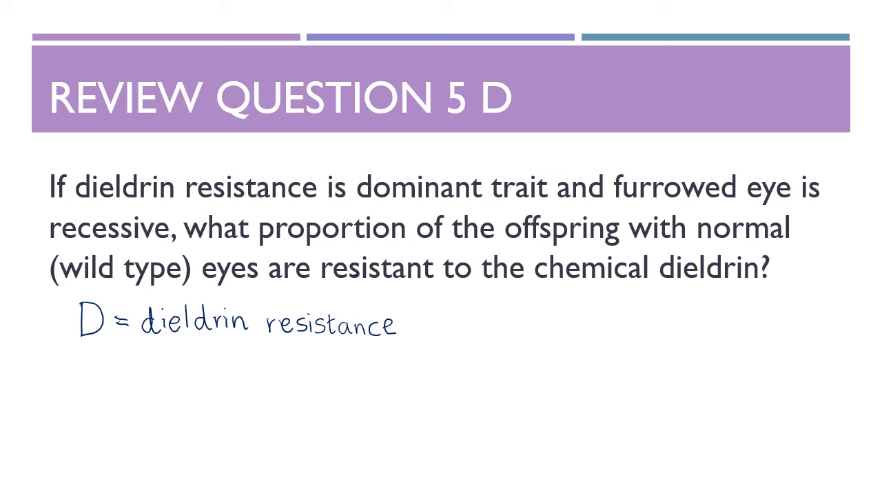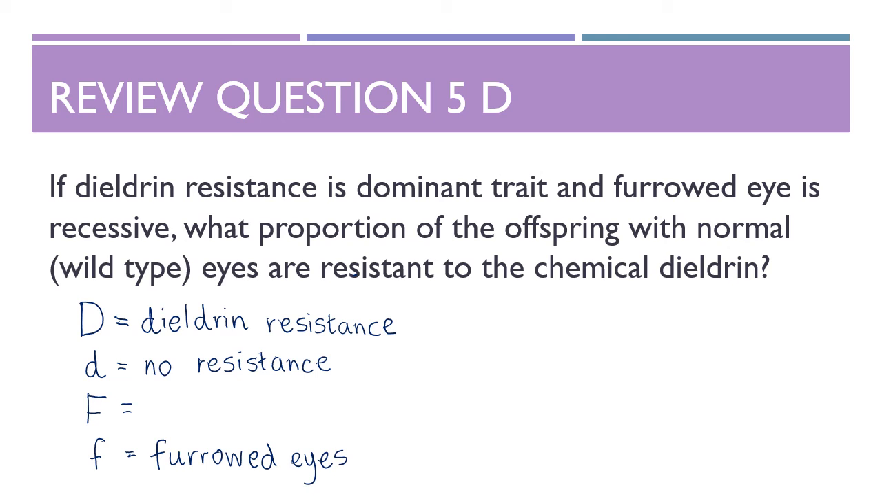Okay, so then that means if they have the recessive allele, now remembering recessive, they'd have to be homozygous recessive. That would be no resistance for this particular one. Okay, then we look at the F allele. We have capital F and we've got lowercase f. Now furrowed eyes is recessive, so that means that the lowercase f means furrowed eyes. And that would mean that the capital F means normal eyes. Okay, so looking at that information, thinking about when you look back at that Punnett square, working out the phenotypic ratio.